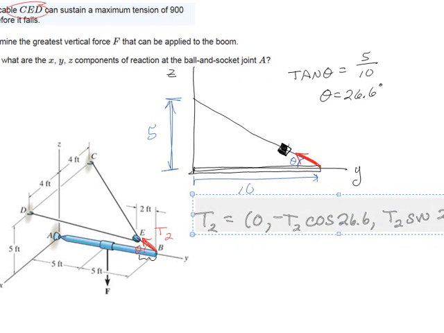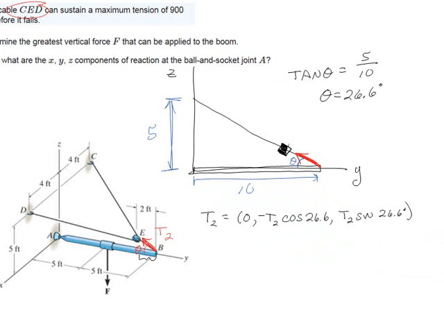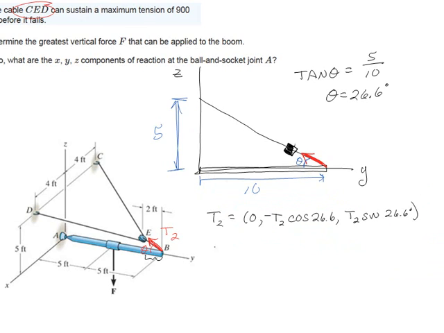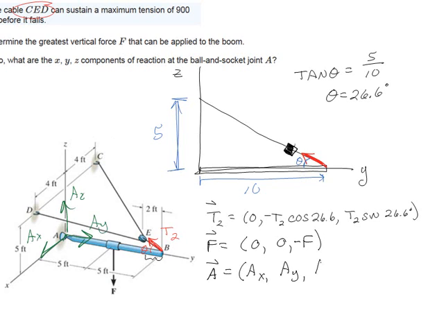Okay. So there's that. Now the other forces that are going on here is I have the force F, which I don't know what it is. 0, 0, F. Goes in the negative direction. And then I have my AX, AY, and AZ. So I have A. The support reaction is AX, AY, and AZ. Okay. So let's see. What else can I do with this?